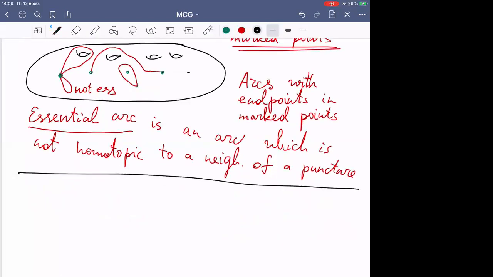Okay, and completely the same for such arcs, we still have all the same results: if arcs are pairwise non-intersecting up to isotopy, then they can be made non-intersecting altogether. And if some set of arcs can be made disjoint, then this can be done uniquely up to isotopy and so on. So it is all the same picture, and the arc complex is defined completely in the same spirit.